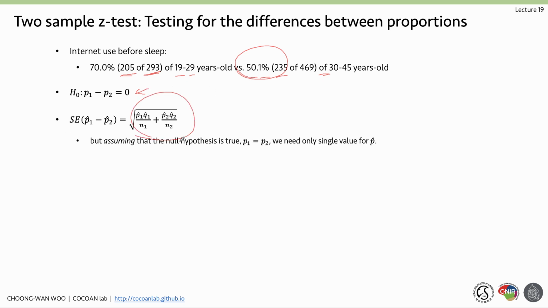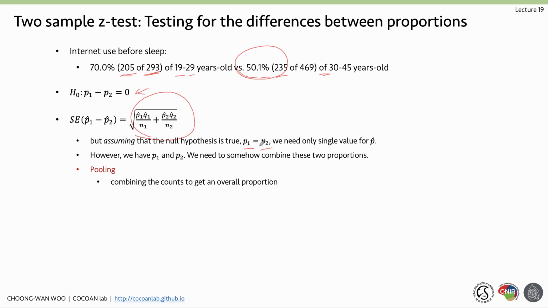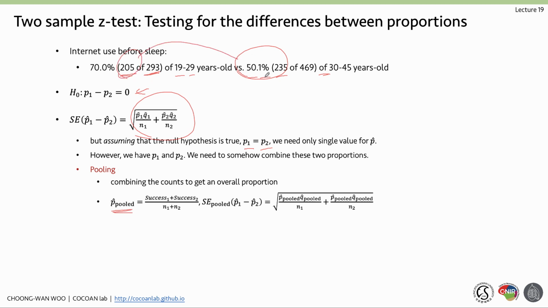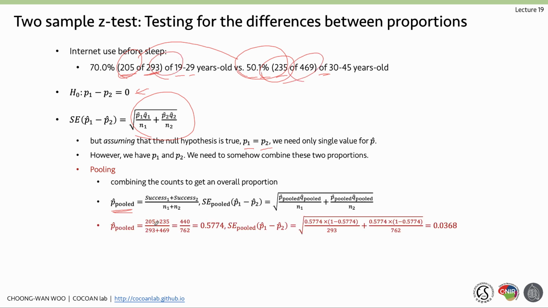It's easy. But different from the confidence interval calculation, here we have the null hypothesis, that is p1 equals p2. So we need only one single value for p hat. Therefore we need to calculate the p hat again by pooling these two groups. So we can combine the counts to get the overall proportion. So that is p hat pooled, and we combine these two numbers and these two numbers. Okay, so in this case 205 plus 235 divided by 293 plus 469.